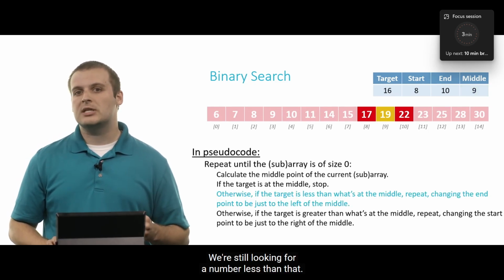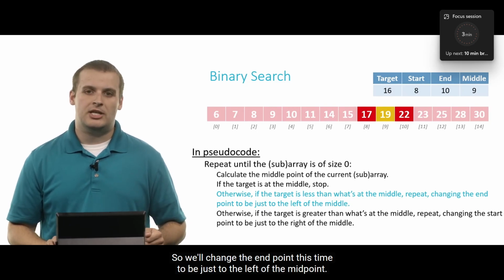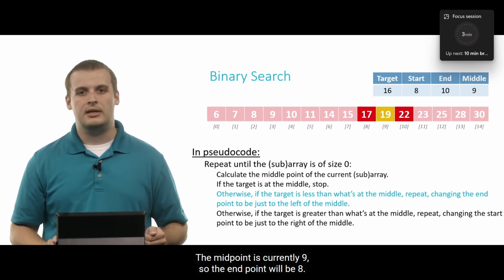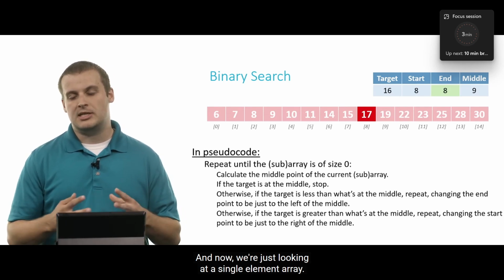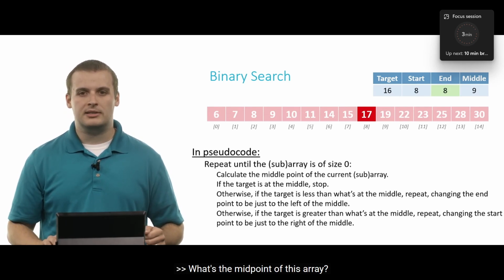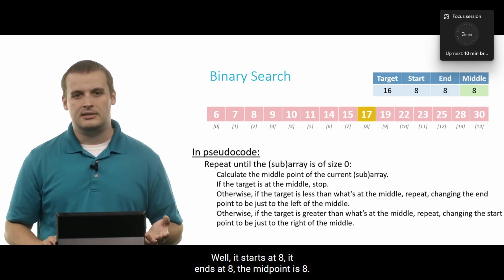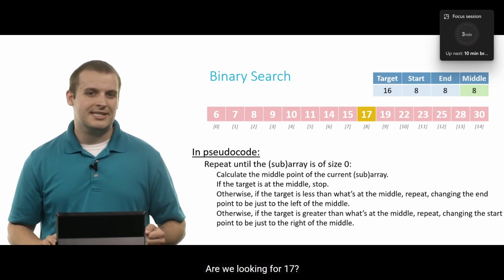Unfortunately, no, we're still looking for a number less than that. So we'll change the end point this time to be just to the left of the midpoint. The midpoint is currently 9, so the end point will be 8. And now we're just looking at a single element array. What's the midpoint of this array? Well, it starts at 8, it ends at 8. The midpoint is 8. Is that what we're looking for? Are we looking for 17?